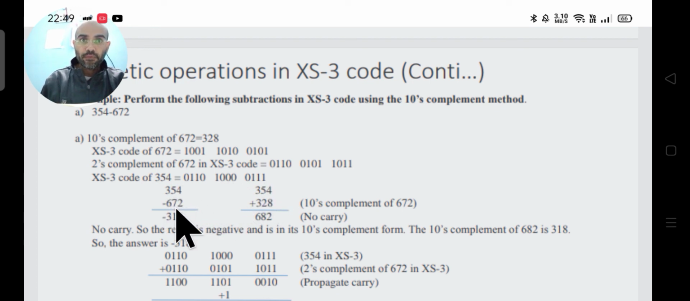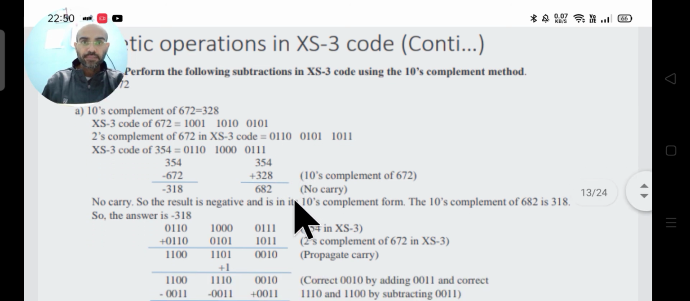Now if we perform the subtraction in the usual way, it will be 318. If we perform the subtraction using the tens complement method, then we can see that no carry is generated. So we have to take the tens complement of this and put a minus sign in front of that. As no carry is generated, we take the tens complement of this. So the tens complement of this is 9, then 3, 1 and 8. So 318, and then we put a minus in front of that. So the answer will be minus 318, right?